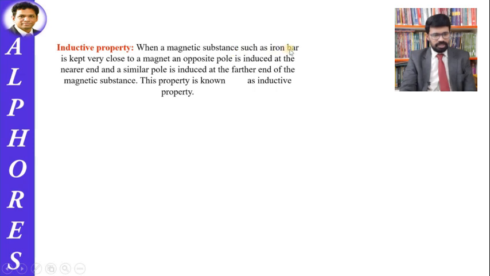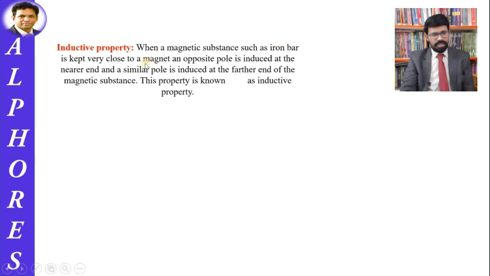When a magnetic substance such as an iron bar is kept very close to a magnet, an opposite pole is induced at the nearer end and a similar pole is induced at the farther end of the magnetic substance. This property is known as inductive property. So you can magnetize an iron bar.